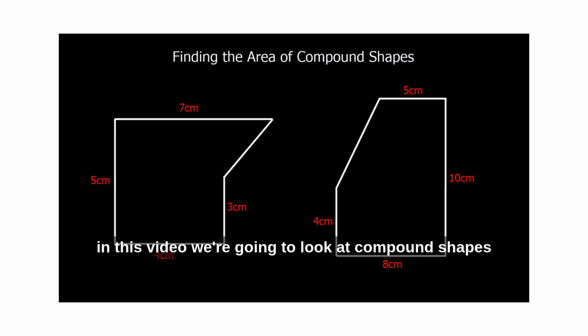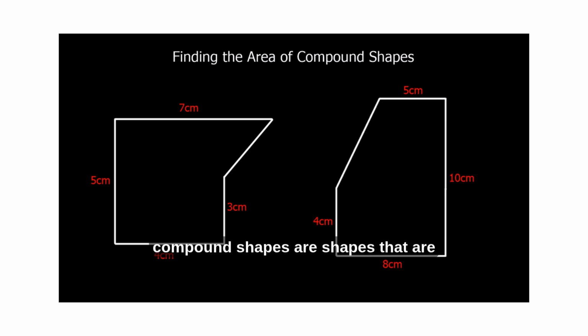In this video we're going to look at compound shapes. Compound shapes are shapes that are made up of other shapes stuck together. So to solve these problems, to find the area, we're going to have to cut the compound shapes up into smaller shapes that we know how to work out. So let's have a look at this first question.